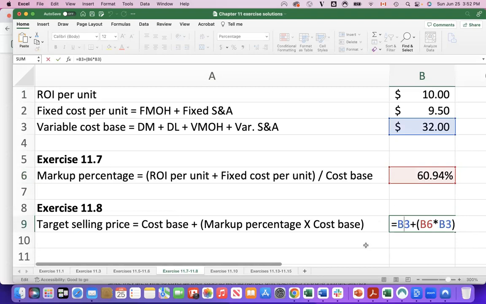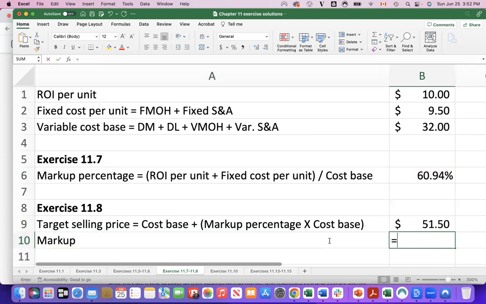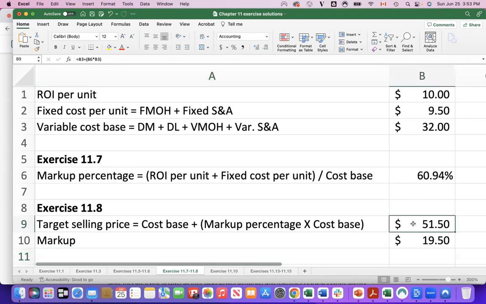It's the 60.94% times the cost base gets us the markup, and we'll show it similar to what we did before. The actual markup, it's the percentage times the cost base. So our markup is $19.50, and then we add that back to the cost base of $32. That's how we arrive at the target selling price of $51.50.